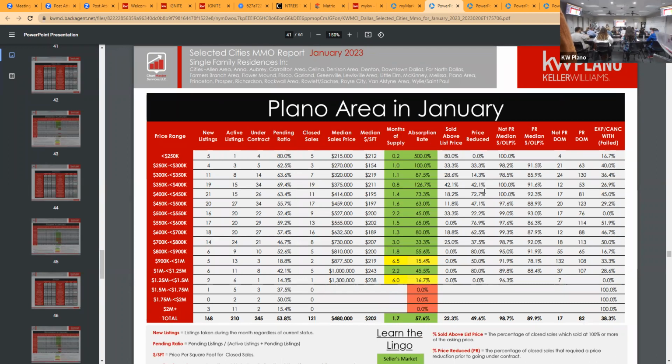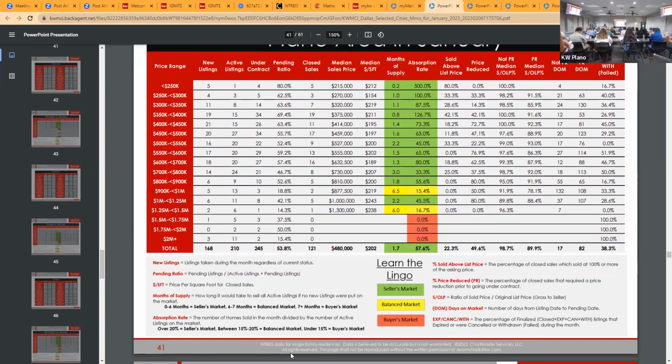Okay, so the first page is broken down by price range. So the price range is under 250, 250 to 300, 300 to 350, et cetera. You get the idea here. And then it's 2 million plus on the bottom. And Jeremy has been so great with ChartMasters as to giving us a little key at the bottom. So if you ever don't know what something means, the little key is down here at the bottom.